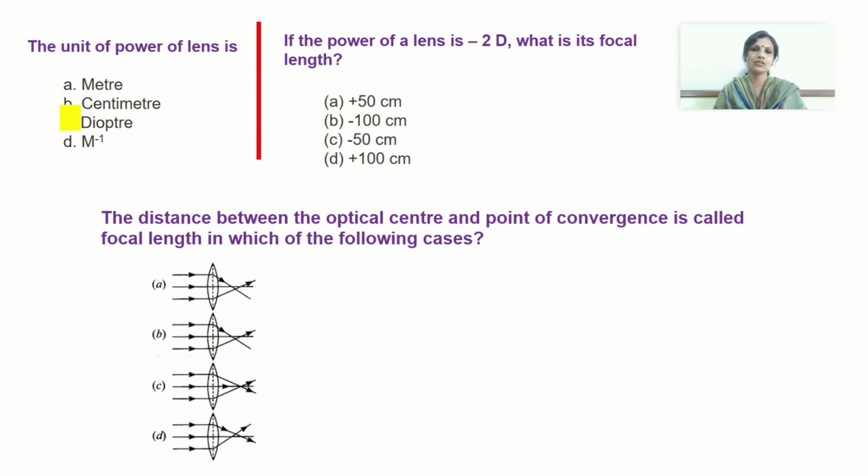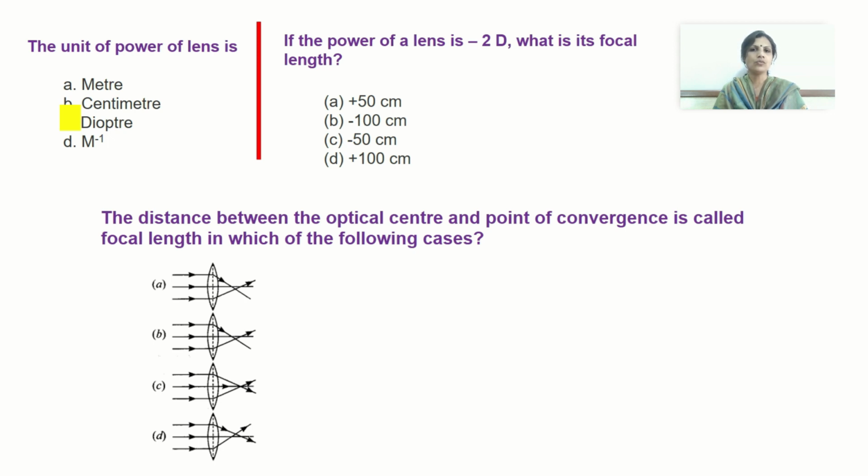Based on this is your second question. If the power of lens is -2 diopter, what is its focal length? Here the concept of diopter should be clear. Your formula is power in diopter is equal to 1 upon focal length in meter. This is very, very important. If you see the options, you are given the answer in centimeters. So you will find out your answer of focal length in meter and then convert it into centimeters.